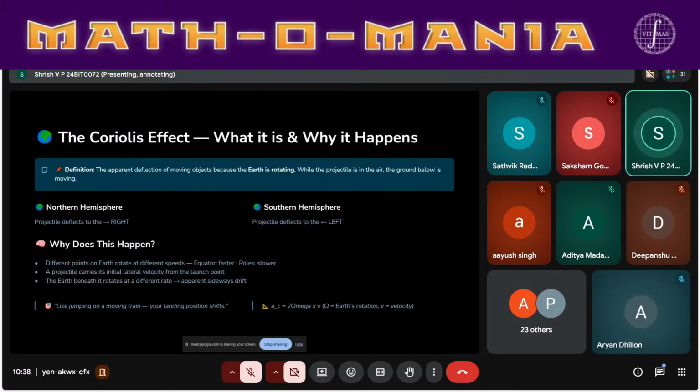Okay, now that we have understood wind, let's move to another large-scale effect that influences motion, which is nothing but the rotation of the Earth, also known as the Coriolis effect. What is this Coriolis effect? It is nothing but the apparent deflection of moving objects caused due to the rotation of Earth.